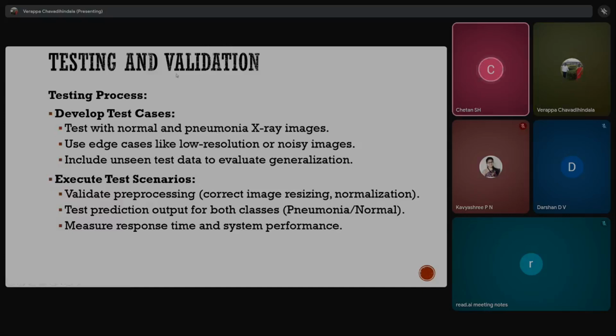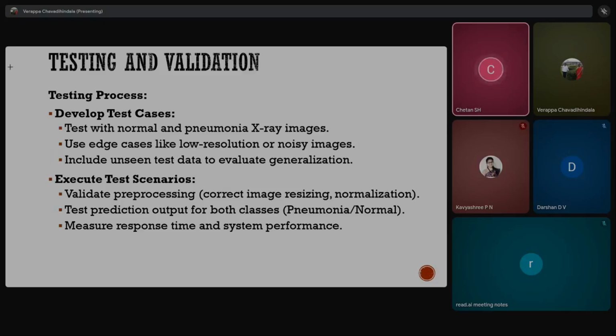Good evening, ma'am. My topic is testing and validation. The purpose of testing and validation is to ensure the CNN model works accurately for detecting pneumonia from the given X-ray images. Here, two phases are there: testing process and validation approach. In the testing process, developing test cases and executing test scenarios are there.